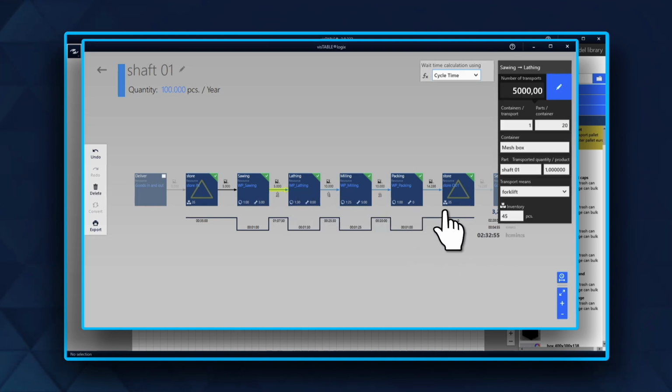Something to mention is that when reducing circulating inventories, the transport connection arrows can have a warning signal. This is because the parts per container need to be adjusted accordingly. But be aware when reducing these, it will result in increased transport effort.